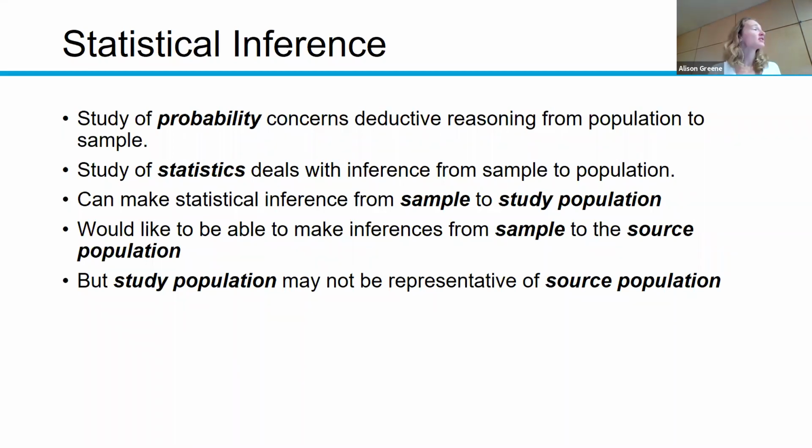So statistical inference in general, we're dealing with inference from a sample to a population. We want to be able to make inferences about the whole entire population just by taking a small sample from that population. And we hope that the sample that we take is going to be truly representative of the population. And we can use estimation and confidence intervals to reflect the uncertainty in our estimates.